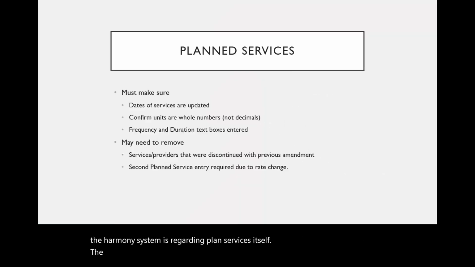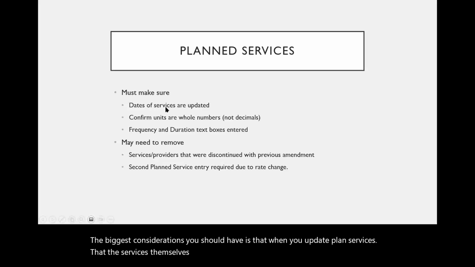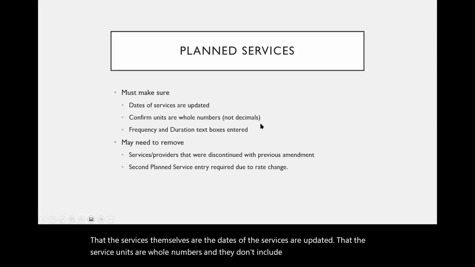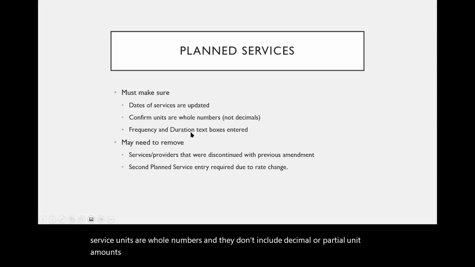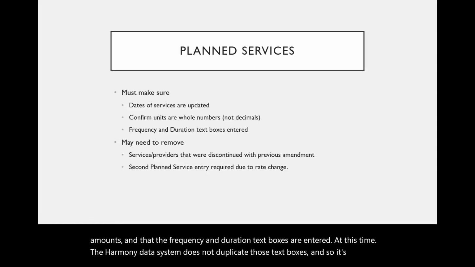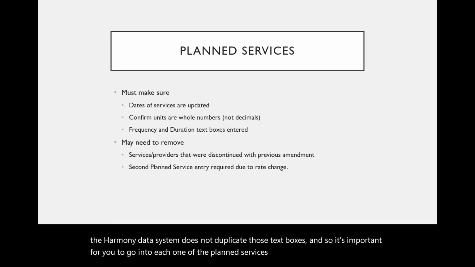The biggest considerations you should have is that when you update plan services, the dates of the services are updated, that the service units are whole numbers, they don't include decimal or partial unit amounts, and that the frequency and duration text boxes are entered. At this time, the Harmony data system does not duplicate those text boxes, and so it's important for you to go into each one of the plan services and ensure that information is entered.